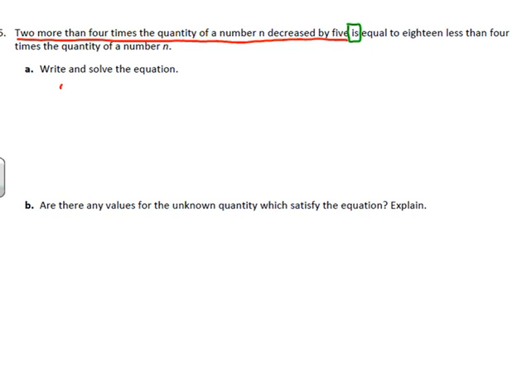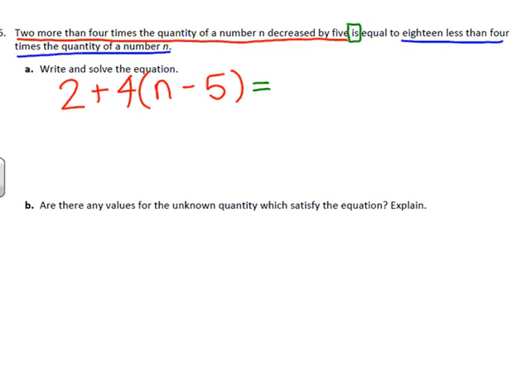All right, so we have 2 more than 4 times the quantity of. Quantity of means you're going to have parentheses around something. So the quantity of a number n decreased by 5. Okay, that expression is, or equals, and then the other side, 18 less than 4 times the quantity of a number n. So 18 less, I'm going to subtract 18 at the end, or you could do negative 18 plus. Okay, 4 times the quantity of a number n. So that's all we need to do is 4n minus 18.